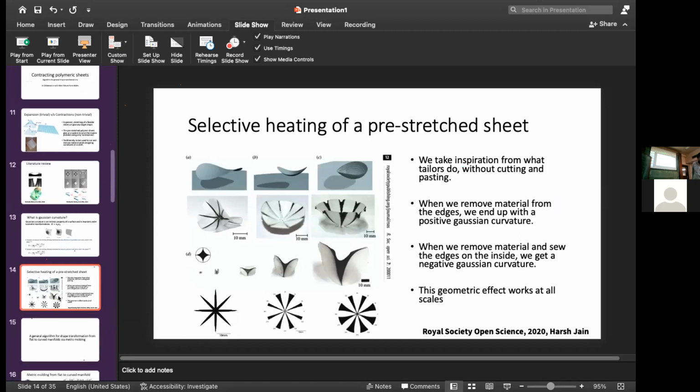But this system is still not algorithmic. We just came up with some ideas and we drew some pattern and it works out. But this is not algorithmic.